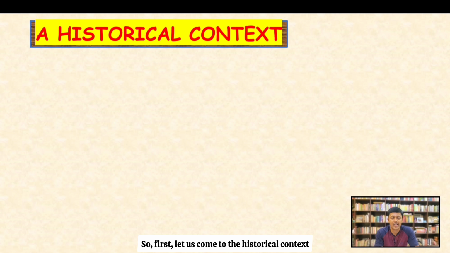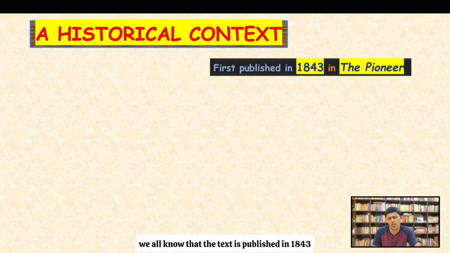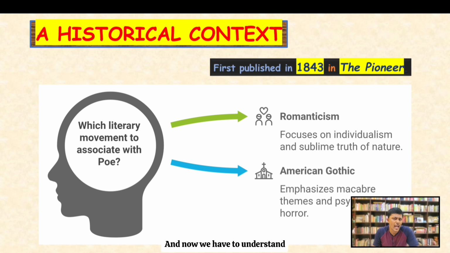So, first, let us come to the historical context. And in a historical context, we all know that the text was published in 1843 in the Pioneer. And now we have to understand which literary movement Poe was associated with. On the one hand, you have Romanticism, on the other hand, you have American Gothic. Romanticism and American Gothic both are bigger literary movements, so you need to understand it very carefully, particularly with which Poe was associated, or whether Poe was associated with both at all.